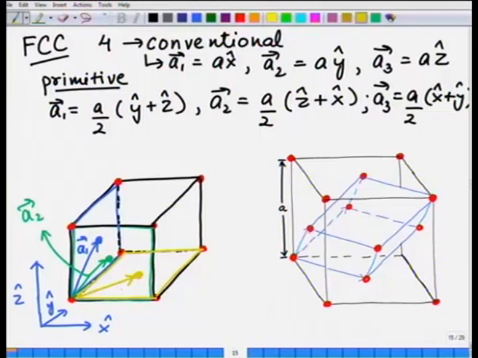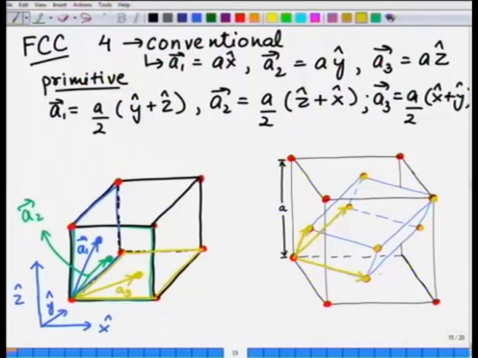Now see what this constructs. If I choose these three vectors, what do I get? I am showing you the three vectors right here. If you construct a volume out of them, then you get a nice structure like this, which is shown here. And you can see that this is a primitive cell with lattice points right here, right here, right here, and so on.